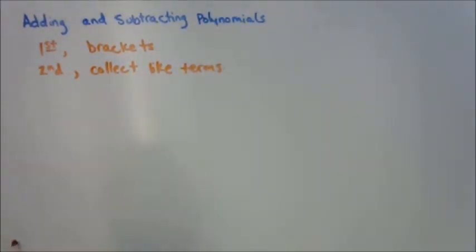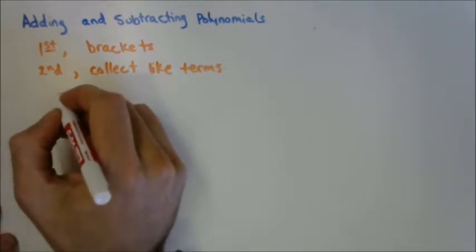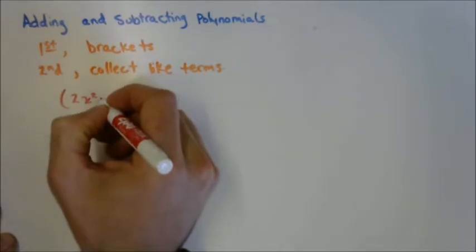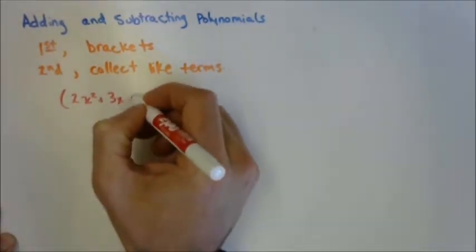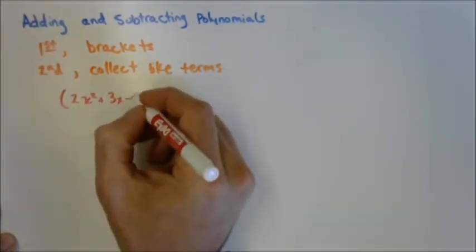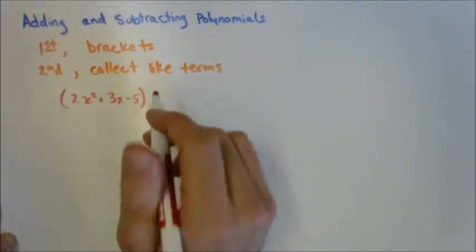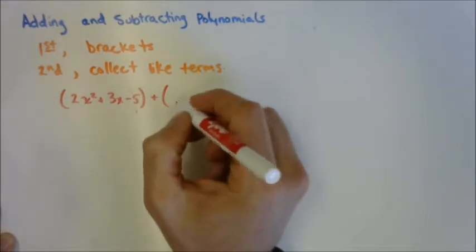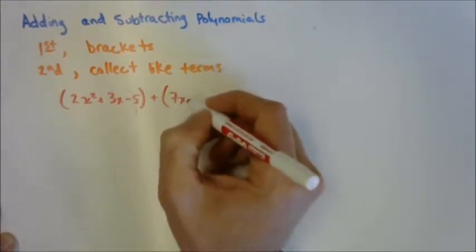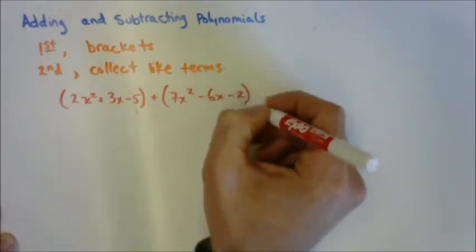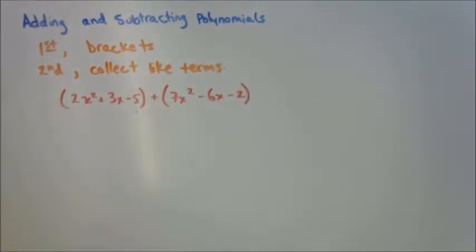And let's look at an example. We're going to do 2 examples. The first one is 2x squared plus 3x minus 5, close bracket. And that's getting added to, in brackets, 7x squared minus 6x minus 2. And just go and double check that you have the same thing that I have. Otherwise it won't make much sense.